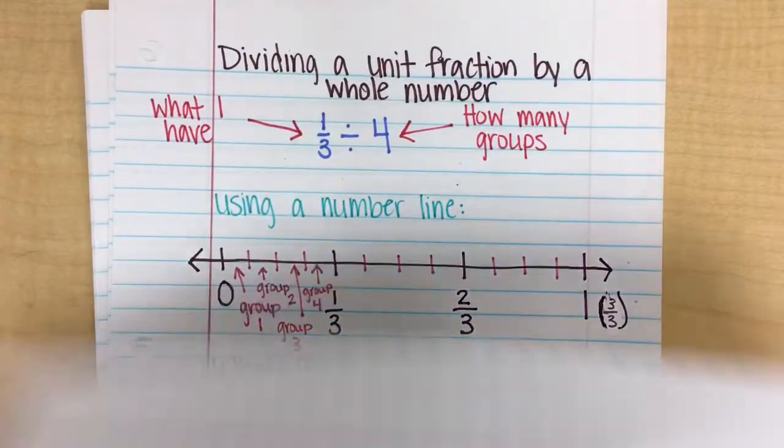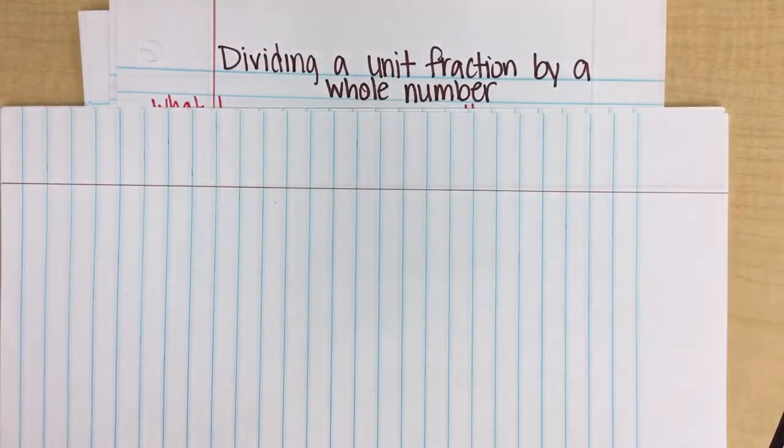Now we can also divide unit fractions by whole numbers. So this is where it's a little different. When I'm dividing a whole number by a unit fraction, a pattern the kids noticed was that the numbers got bigger. I started out with 4 and I ended with 12. So we're going to look at when I'm dividing a unit fraction by a whole number, I've switched it. My number is going to get smaller.